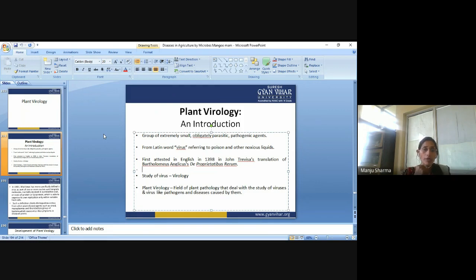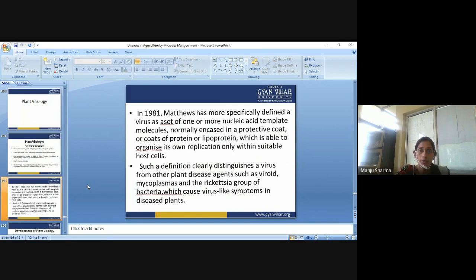Now, plant virology is a field of plant pathology and deals with the study of viruses and virus-like pathogens and the diseases caused by viruses. Then in 1981, Matthews more specifically defined a virus as a set of one or more nucleic acid template molecules, normally encased in a protective coat of protein or lipoprotein, which is able to organize its own replication only within a suitable host cell.